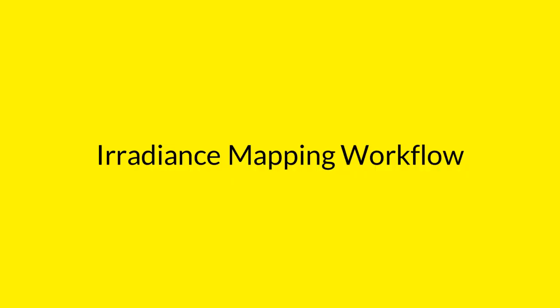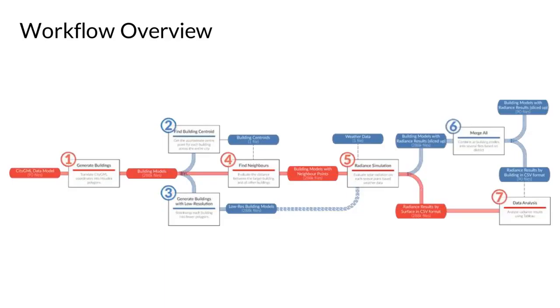Next, let's look at the irradiance mapping workflow. The proposed workflow consists of 7 steps as shown in this figure. A key strategy of the proposed workflow is the decomposition of the city model into smaller building models for parallel simulation. The Houdini PDG was used to automate the process of splitting up the model and running rtrace simulations in parallel. Let's go into the details for each step of the workflow.